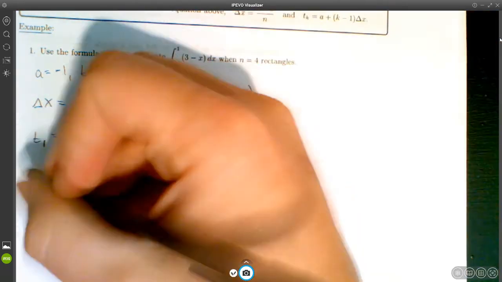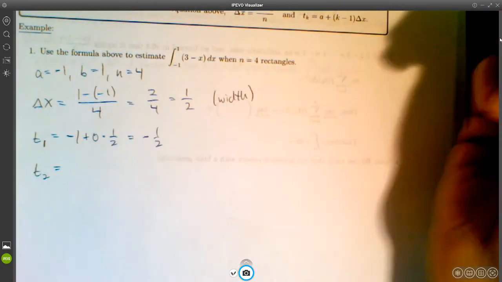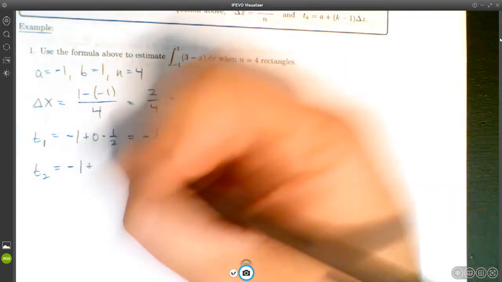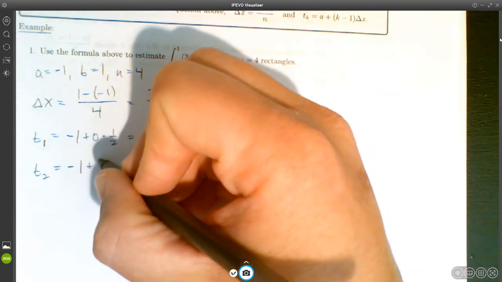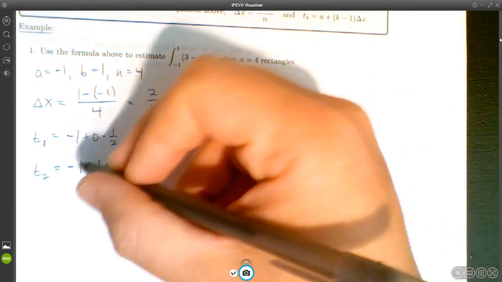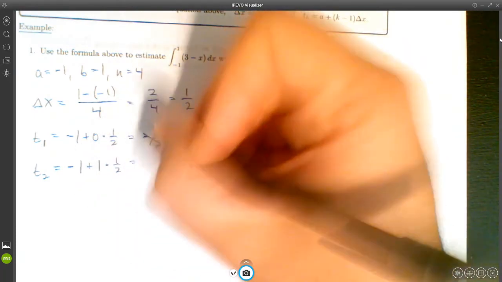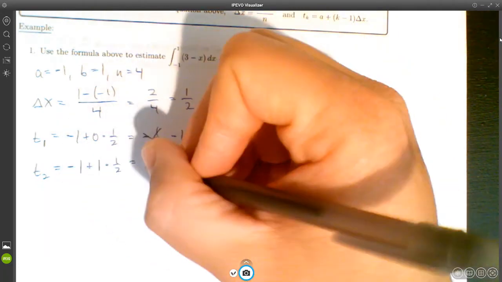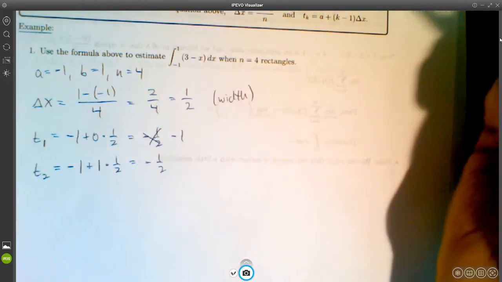Okay, t sub 2. The left end point of the second rectangle is going to be a plus (k minus 1). If k is 2, then k minus 1 is 1 times the width of the rectangle. Oh, shoot, I did this wrong. -1 plus 0 would be -1. This is -1 plus 1/2, which is -1/2, right?